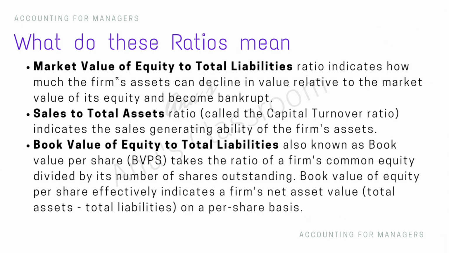Market value of equity to total liabilities ratio indicates how much the firm's assets can decline in value, when you compare it with the market value of its equity, before it is likely to become bankrupt. Sales to total assets ratio is also called the capital turnover ratio, and it indicates the sales generating ability of the firm's assets. Book value of equity to total liabilities is also known as the book value per share, BVPS, and it takes the ratio of a firm's common equity divided by the number of shares outstanding. Book value of equity per share effectively indicates a firm's net asset value, that is, total assets minus total liabilities, on a per share basis.